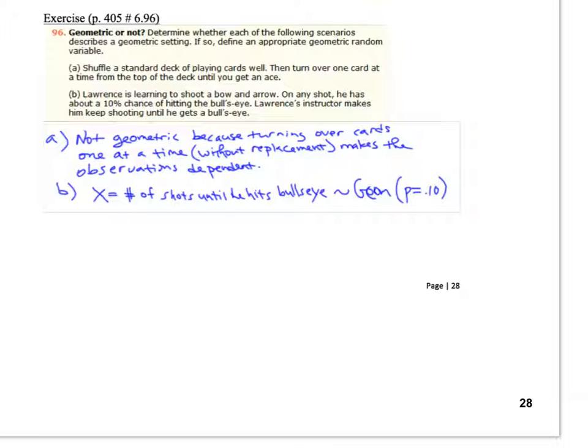Second scenario, Lawrence is learning how to shoot a bow and arrow. On any shot, he's got a 10% chance of hitting the bullseye. Lawrence's instructor makes him keep shooting until he gets a bullseye. Well, now we are geometric. We have success and failure, either hit the bullseye or not. We have same probability of success, 10% on every shot. Let's be willing to assume that the shots are independent. And then finally, since we're waiting until we observe success, we have a geometric random variable in the case of shooting at a bullseye.